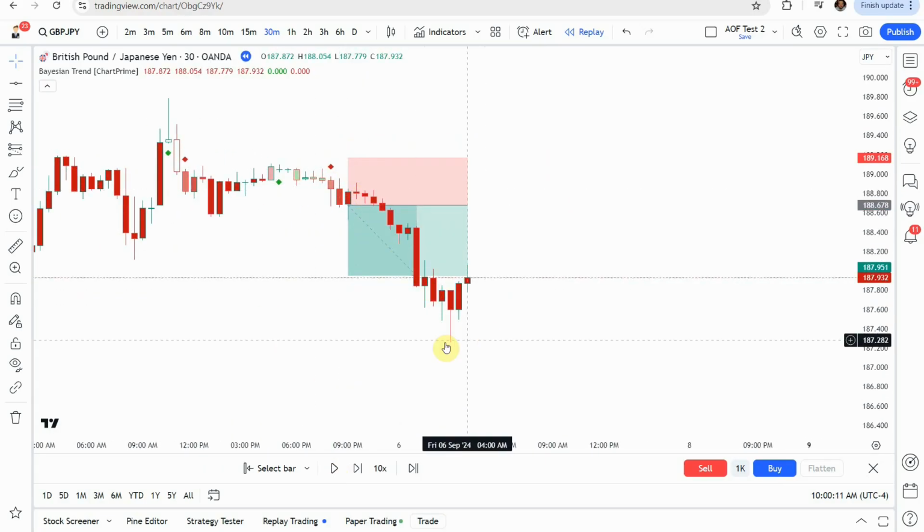And again, a really nice push to the downside gets us to our take profit. Alright, so that puts us at the end of the testing right there.